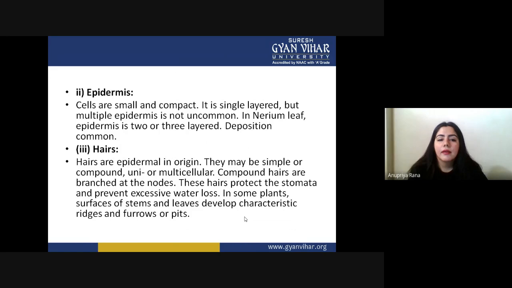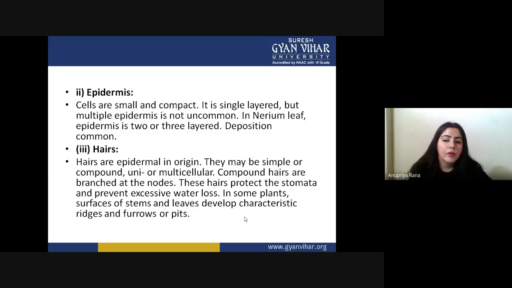Second thing here, the hairs. Hairs are also epidermal in origin, meaning they develop from the epidermis. They can be simple, compound, unicellular or multicellular, depending on the species. So they can be simple hair, compound hair, unicellular hair or multicellular hair. The compound ones are branched at the nodes.